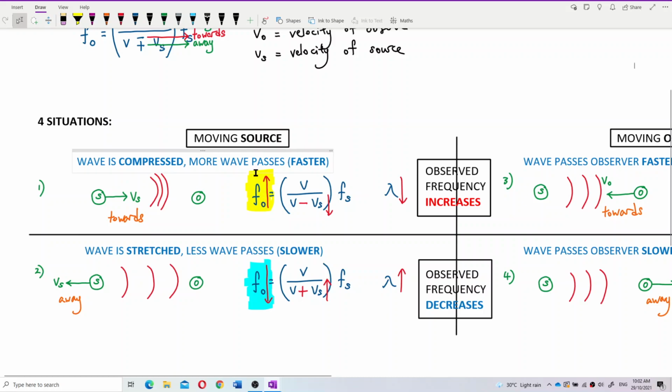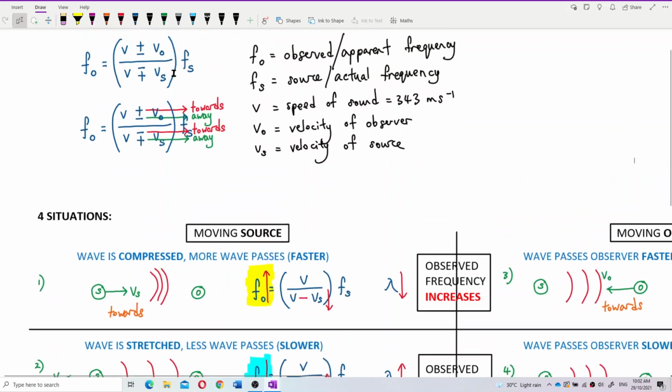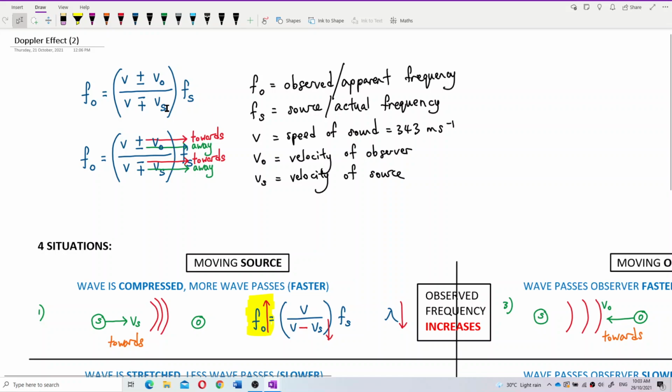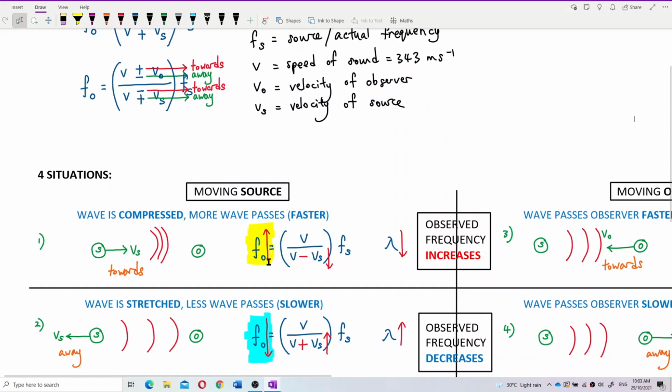The observed frequency is increased. Okay, so now how to make this observed frequency increase? Based on this formula, how to make the observed frequency increase? Since the source is moving, we have Vs, and Vs is at below. You see that? Vs is at below. We have Vs at below, but we don't know what sign to put. Is it positive or negative?